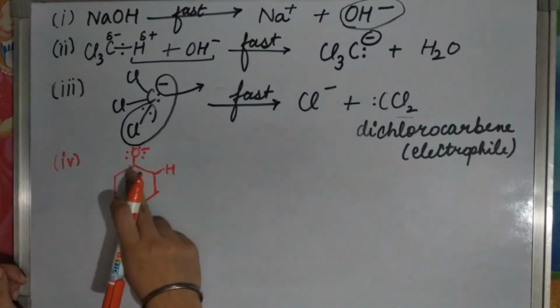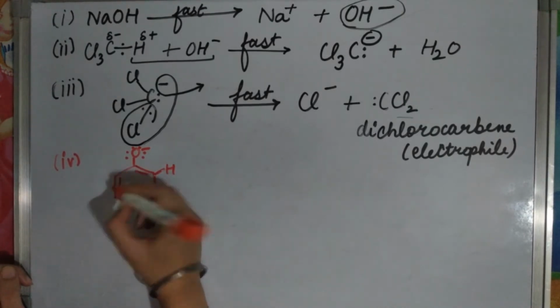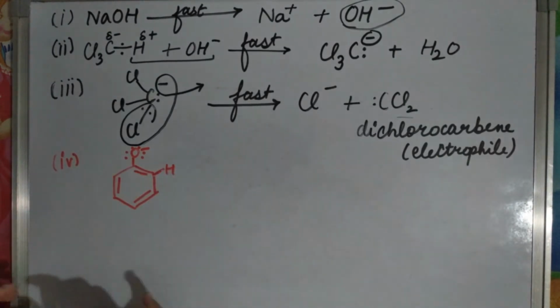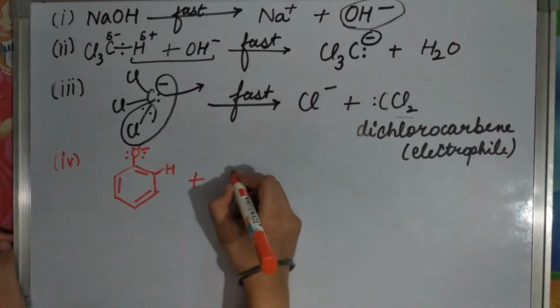Okay, let us draw the ring in this way so that we can show the shifting of the bond. Now to this we will add this dichlorocarbene.